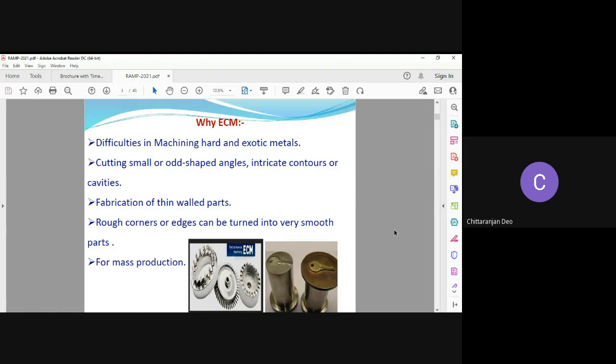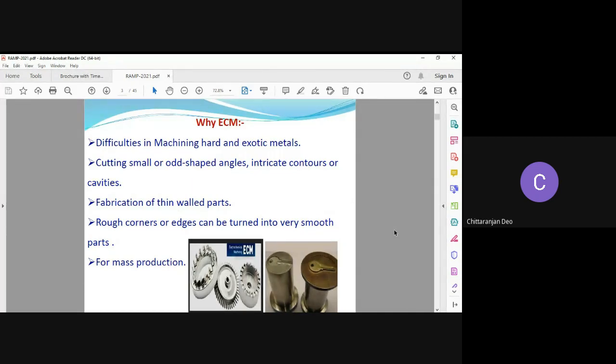Similarly, it can cut small or odd-shaped angles, intricate contours, or cavities that cannot be made by conventional machining. It can machine complex profiles like turbine wheels and jet turbine blades, cavities in forging dies, and drill deeper holes and irregular-shaped holes. Both external and internal geometries that cannot be machined through conventional machining can be produced by electrochemical machining.